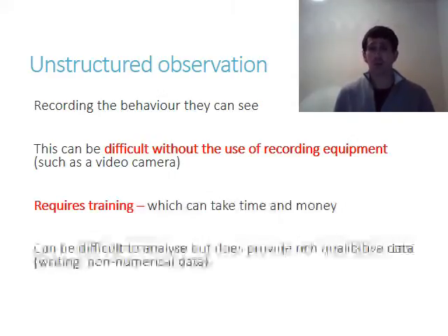And another problem with unstructured observations is that we get a lot of qualitative data. So we get a lot of writing, a lot of descriptive information about how people are acting and what they're doing. And it can be very difficult to analyse that sort of information. Unlike numerical data, that's very easy to analyse.